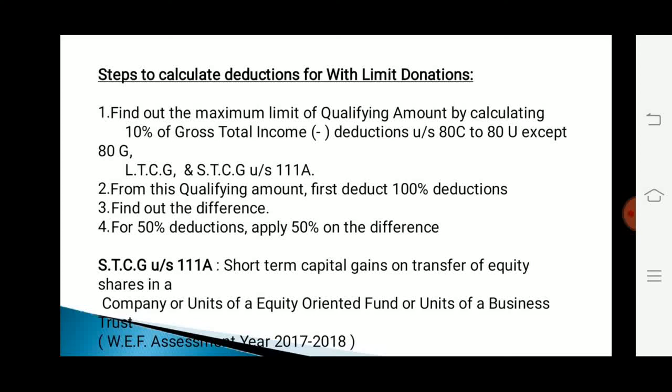And regarding short-term capital gain under section 111A, it means short-term capital gains on transfer of shares in a company or units of an equity-oriented fund or units of a business trust.